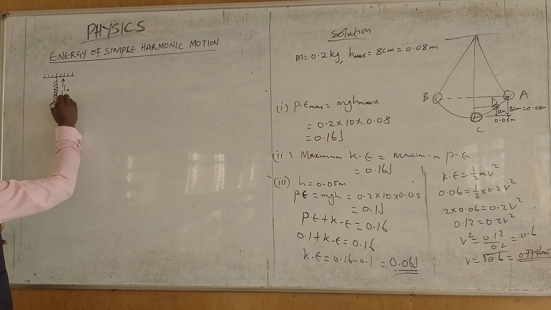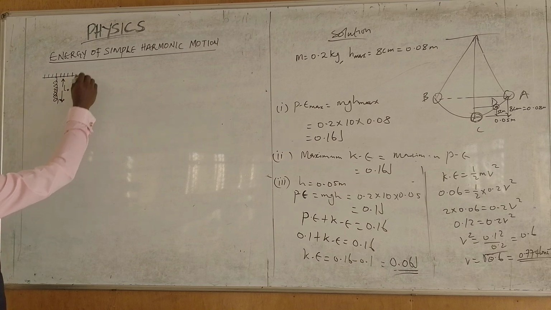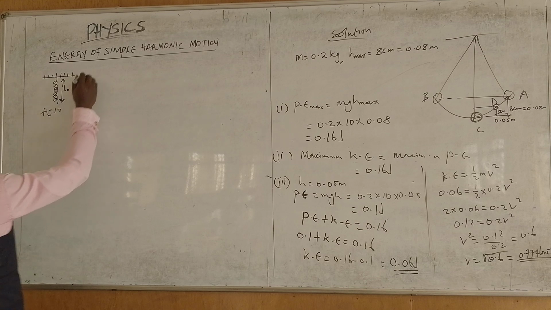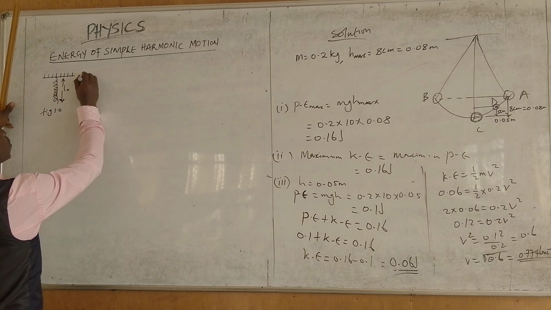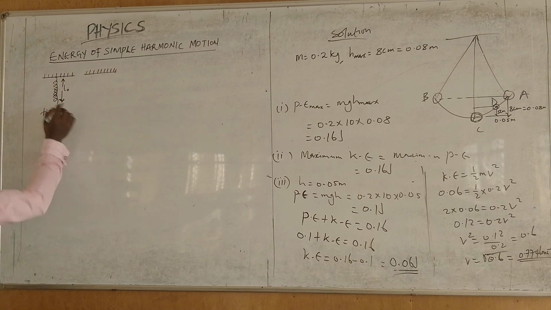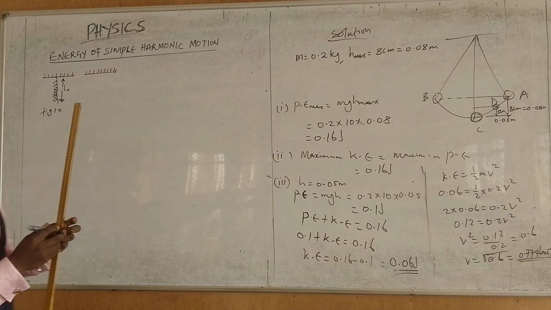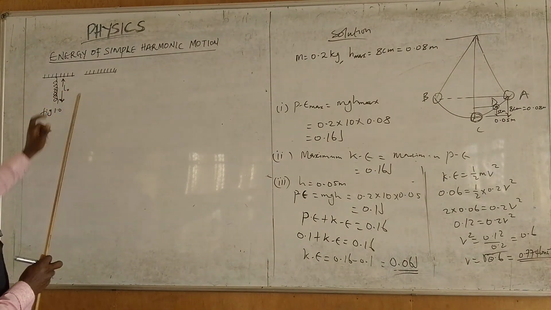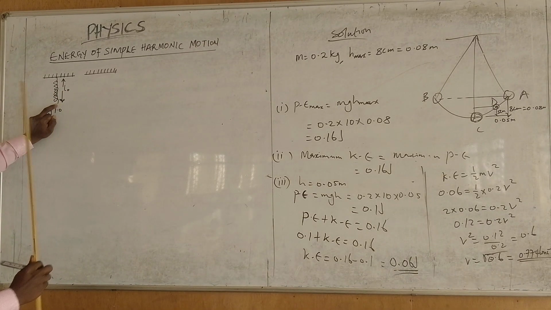Unextended length first. We can't get the force constant from here. Let me call this one figure 1.0. Then I will draw another one. This is when we now have a mass, a load hanging on it. And when a load is suspended at the base of the spiral spring, what happens?